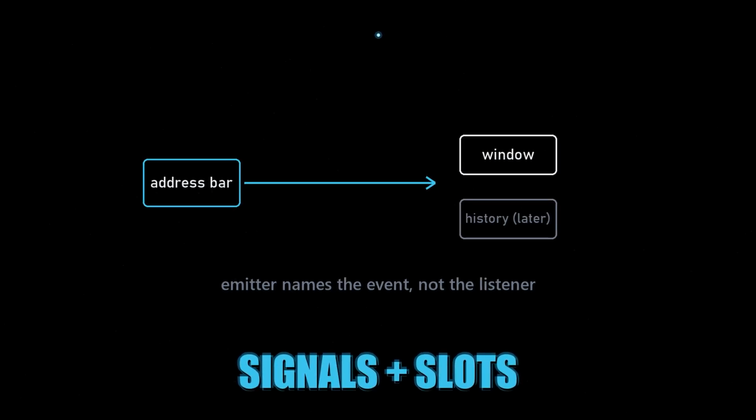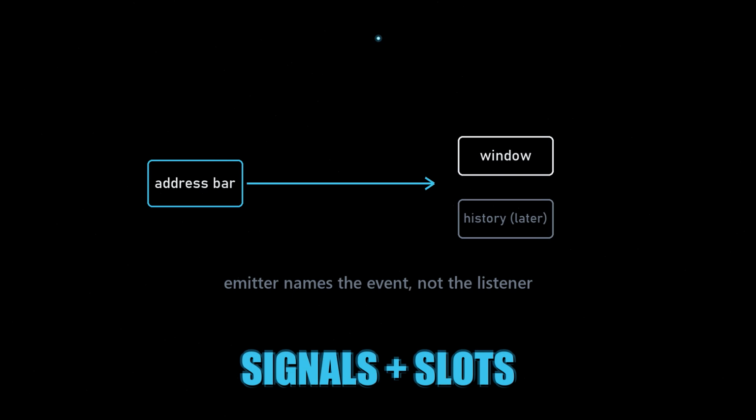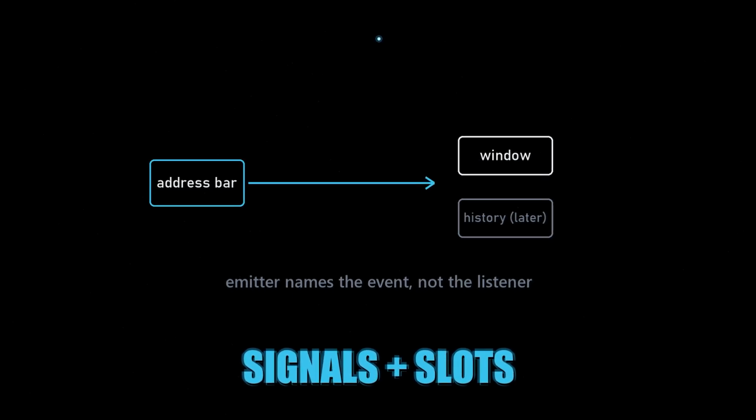It just shouts into the room. Somewhere else, the window is listening, and it decides what the shout means. The two never import each other. Never call each other directly. You could add a second listener tomorrow, say, something that records your history, and you wouldn't touch the address bar at all. That's the payoff. Loose coupling. Things that don't know about each other can't break each other.